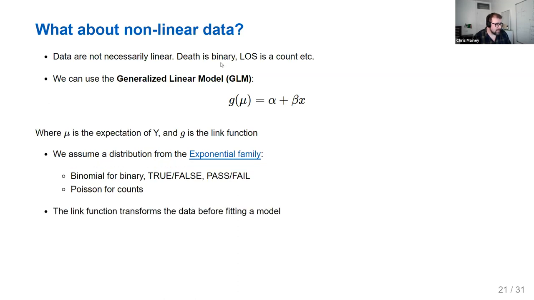So the key thing to understand is that we have a thing that we refer to as the link function, and that link function is this g here that transforms the thing that's going into the model.